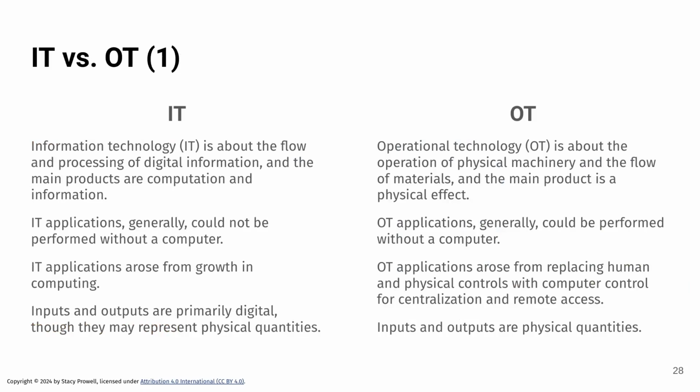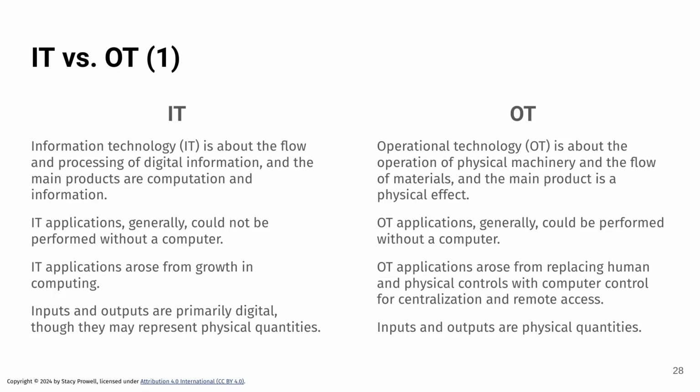So let's sort of line up the distinction between IT and OT. So IT is primarily about information, right? Information technology. It's about the flow of information, processing information, generating information. And IT applications are typically the kind of thing that you have to have a computer to do. You can't do without a computer because really the focus is on the computation itself.